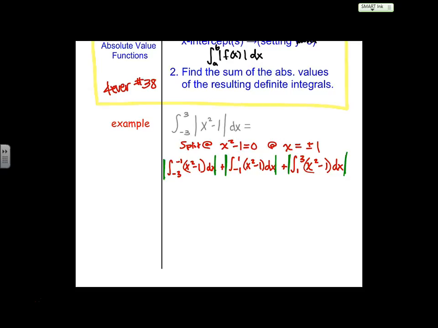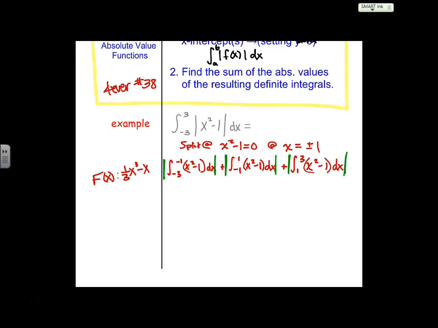How many of you guys have gotten the antiderivative, can I show it off to the side, to be x cubed minus x? I'm close. What's wrong? 1/3 x cubed. Good. So you guys can always double check by deriving. True. So 1/3 x cubed minus x.